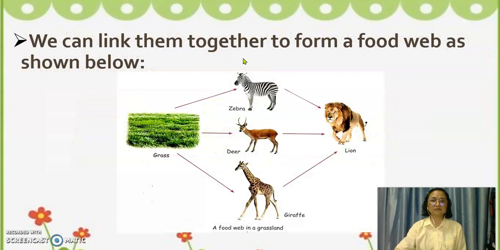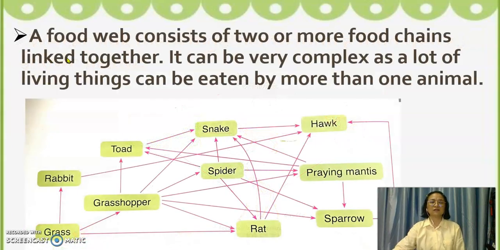We can link them together to form a food web as shown below. This is an example of a food web in a grassland. A food web consists of two or more food chains linked together. It can be very complex as a lot of living things can be eaten by more than one animal. This is an example of a complex food web in a field.